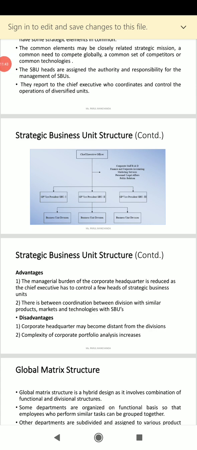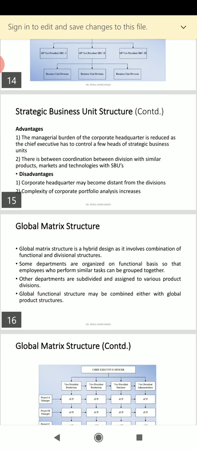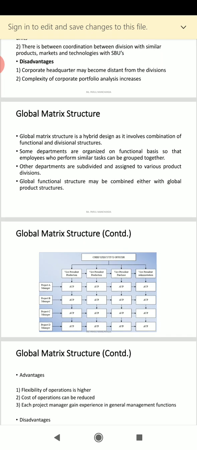Now, the next type of structure which we have is your global matrix structure. Now, this global matrix structure is one of the most famous and one of the most practiced, I can say, organizational structures which we see these days. I'm not saying that this is the only organizational structure that is being followed, but yes, generally, because it is also known as a hybrid organizational structure design. So it is basically formulated by combining two different organization structures. That is the reason of it becoming more practically logically relevant in today's context.